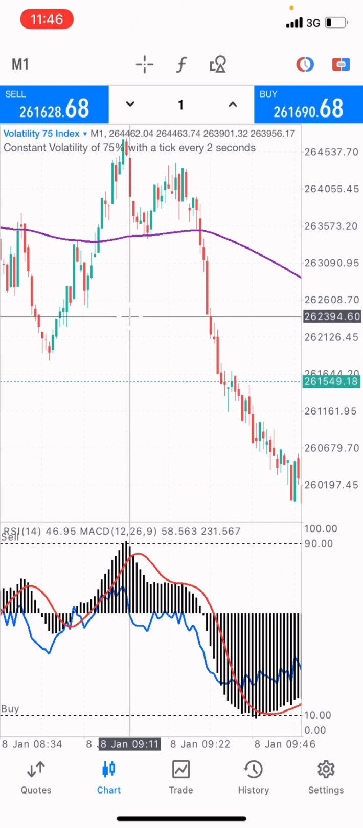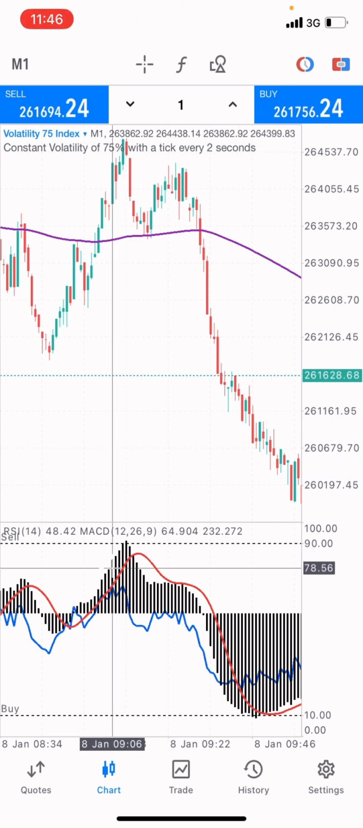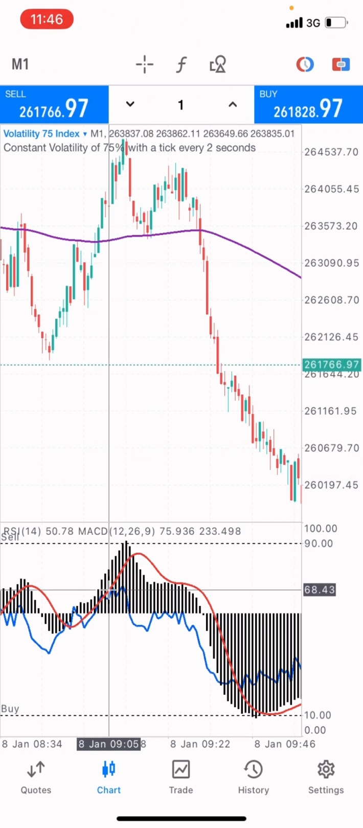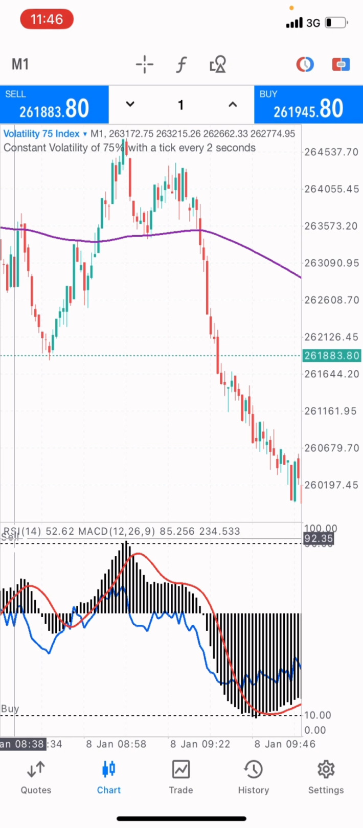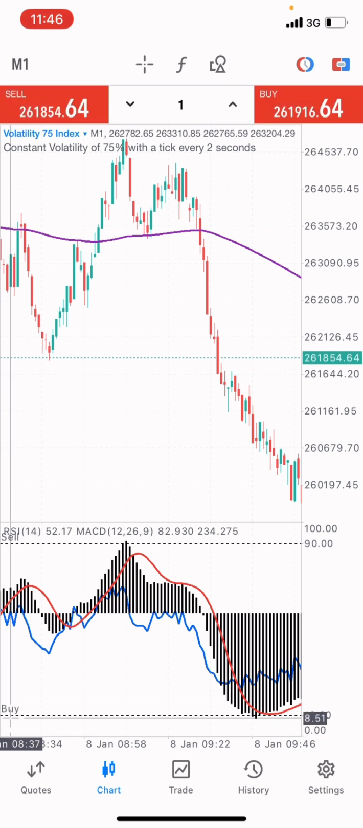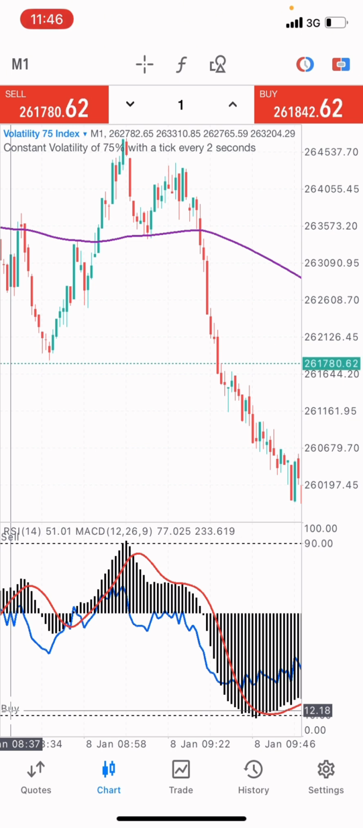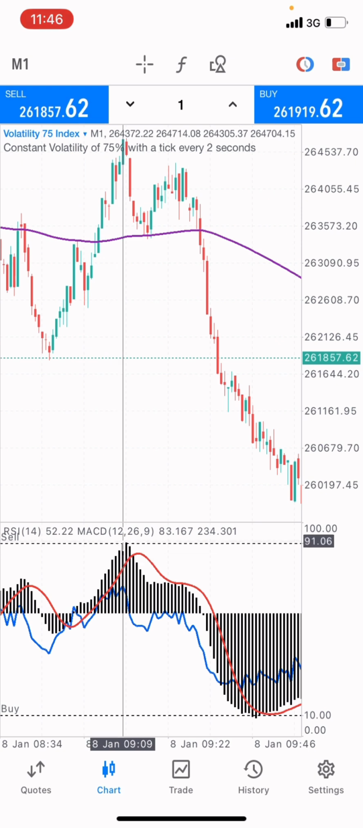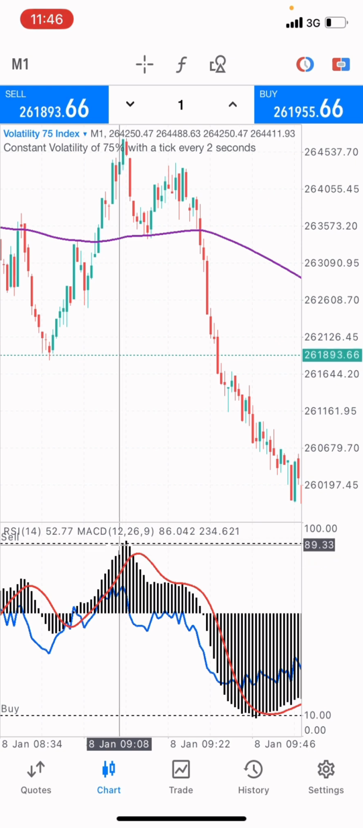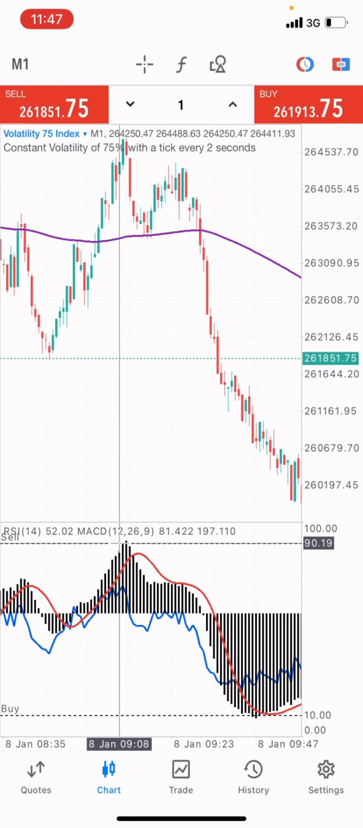If you want to trade this Volatility 75 perfectly, all you need to do is wait until the MACD touches the level of 90 on the RSI. You place a sell. Take a look at it. There's a sell here and there's a buy here. These are two opportunities which I've set for this trade. I mark here for a sell. When this MACD touches this level of 90, it is a good entry for a sell.